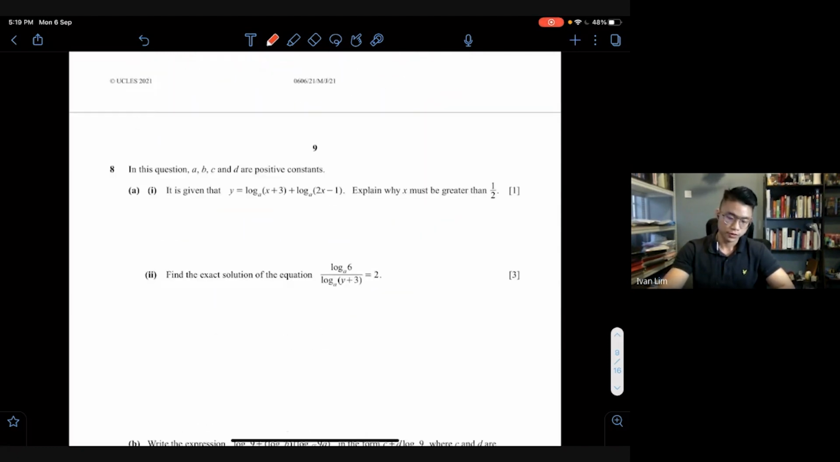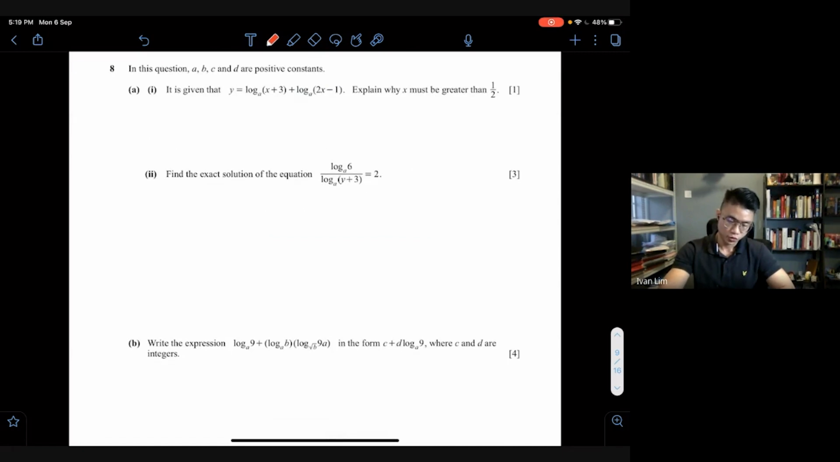Alright, let's move on. Question 8. Actually, I realized this paper, the front part is quite simple, right? Then the last few questions are the ones that are quite a killer.